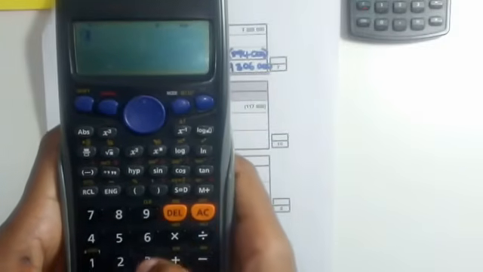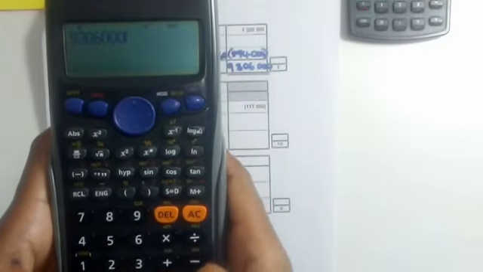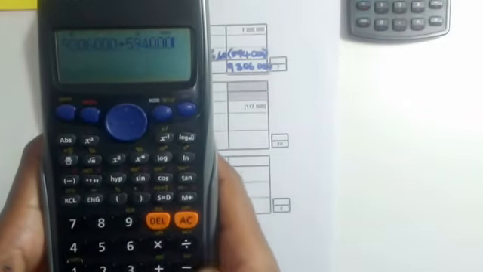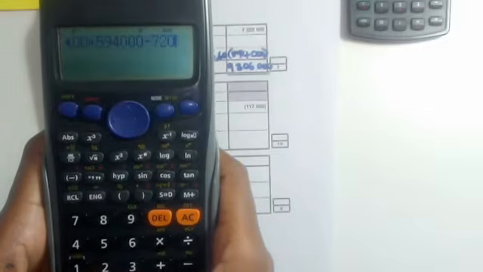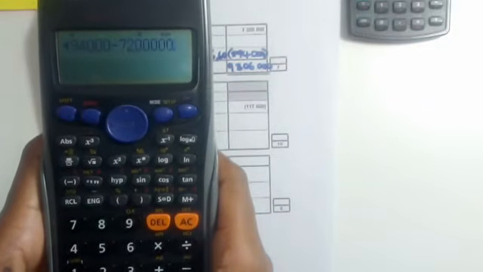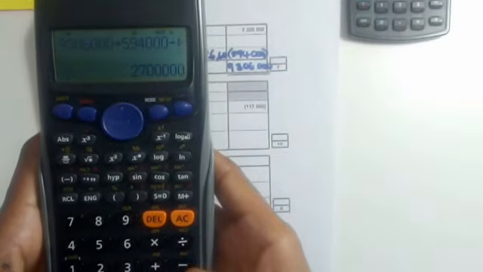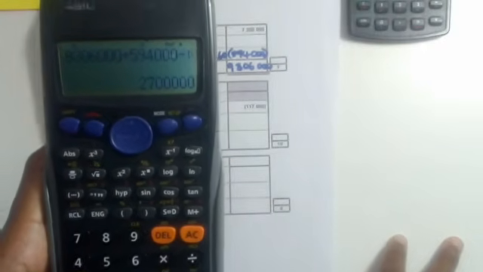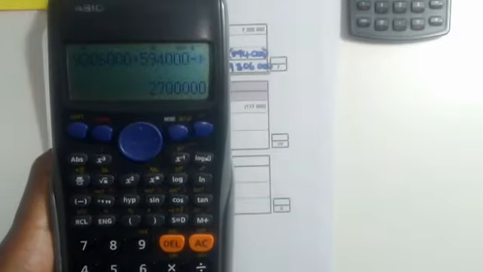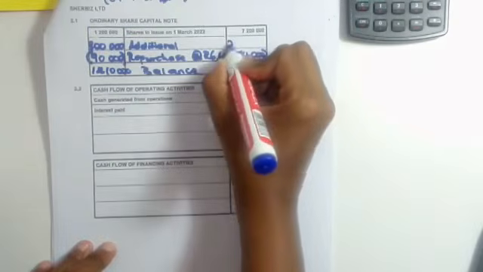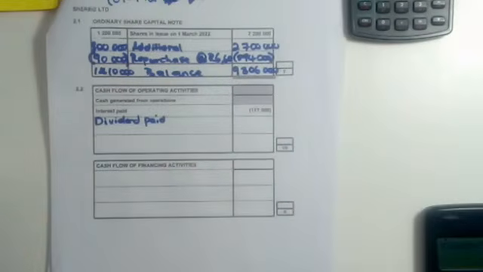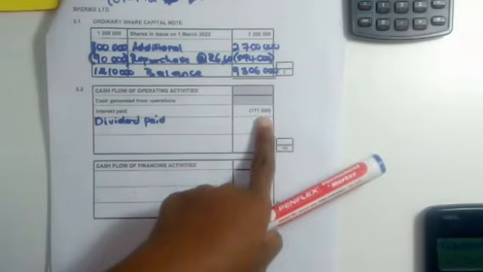So 9,306,000 plus 594, and then minus 7.2 million, and it all gives me 2.7 million as my answer for additional shares. 2,700,000. Moving on to my cash flow statement, they have entered for us interest paid, and they have already put the amount there, so we need to just fill out the next line item.